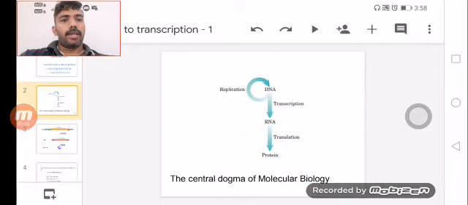Before moving into the content, we know that the central dogma is a common term used in molecular biology to discuss the features of gene expression. Gene expression is what we refer to as the expression of a character in a cell and ultimately in an organism. Gene expression consists of two important phases: one is transcription and the other is translation.